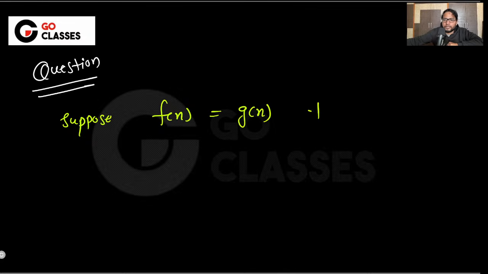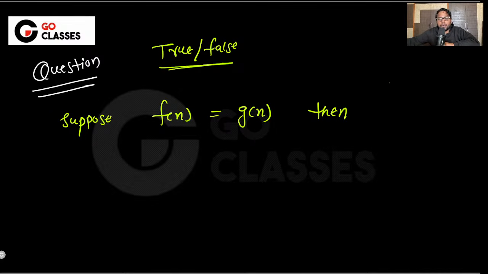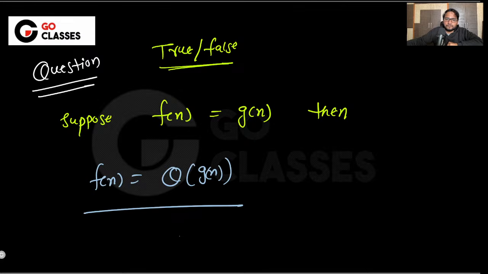Let me ask you one more question. Suppose Fn is equal to Gn. Then this is also true or false: can we say that Fn is equal to theta of Gn? What do you think? Yes, that is true.